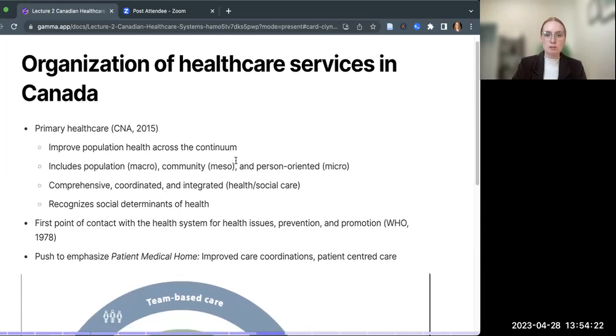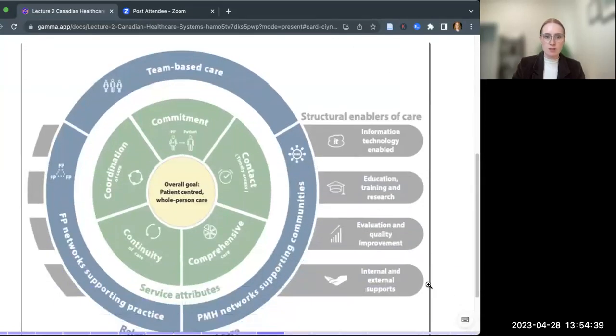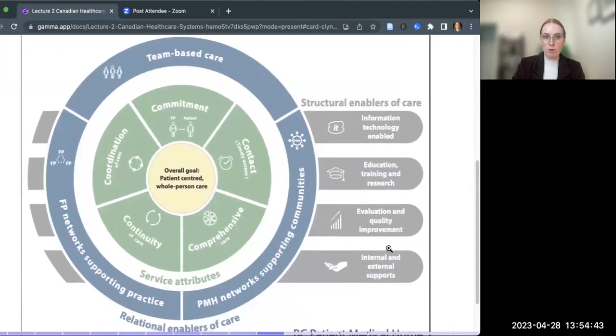We've seen a push towards the patient medical home, especially that's a little bit more centered around family physicians, but overall, in the overarching primary healthcare lens, it's an important piece. So the desire to improve care coordination and improve patient-centered care. So this is the kind of graphic that they use to talk about a patient medical home, patient-centered care. So the overall goal is to have that whole person care.